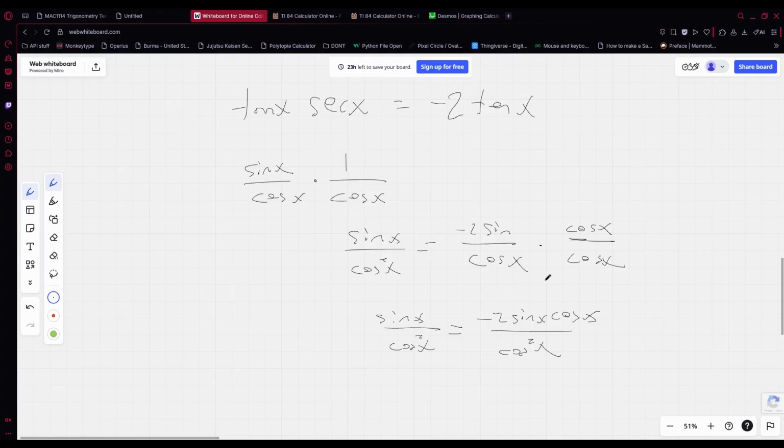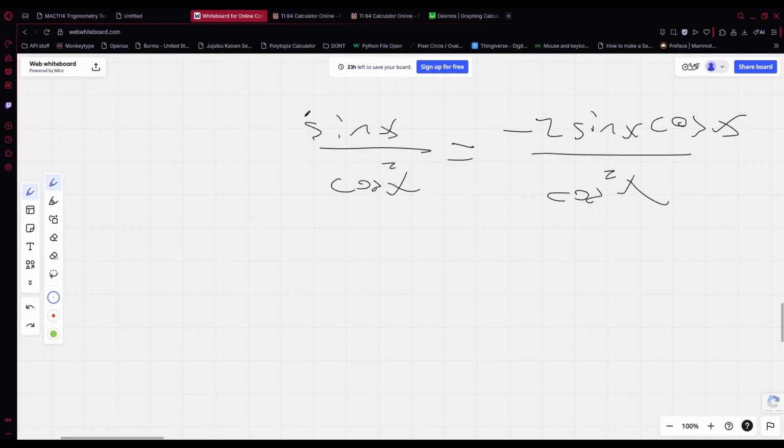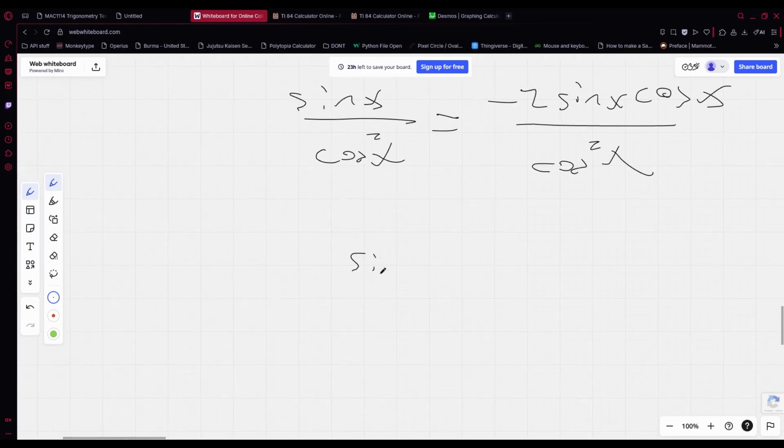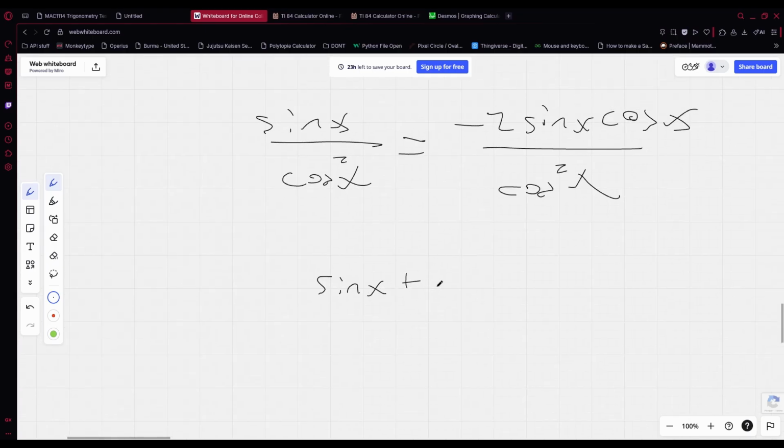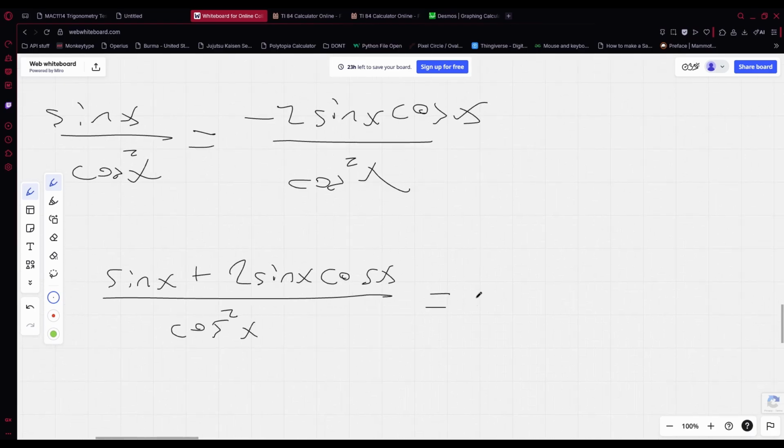And the reason I did this is so that I can actually make these two interact. They have the same denominator, so I can put them on the same side. I can make them subtract and stuff. So I'm going to add this to the other side. So I'm going to say sine x plus 2 sine x cosine x over cosine squared x equals 0.